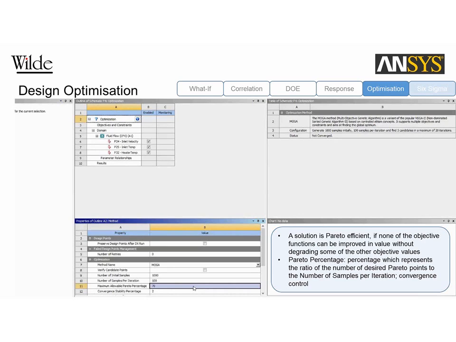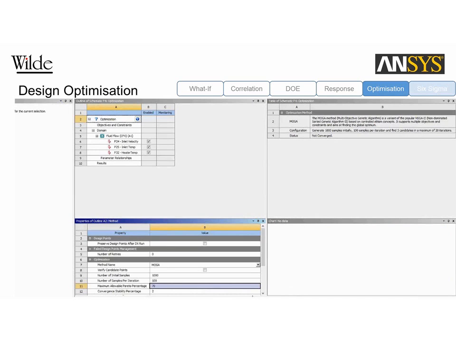There comes a point within a design optimization exercise where if you change one of the parameters, try to make one of the parameters better, you're sacrificing one of the other output parameters. At this point, we call the solution Pareto efficient. And what the Pareto percentage is basically is a ratio of the number of desired Pareto points to the number of samples that you're analyzing within DesignXplorer. So we keep that at 70%.